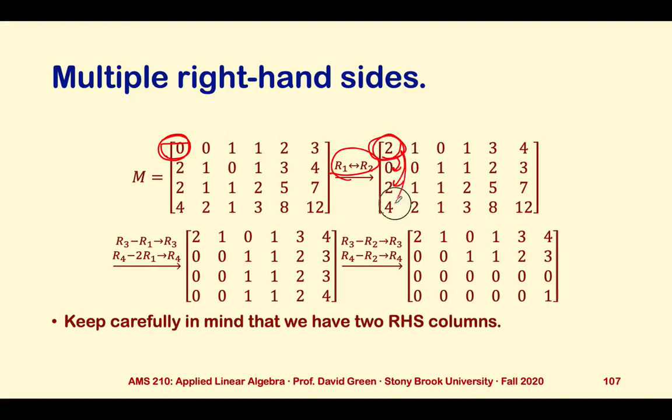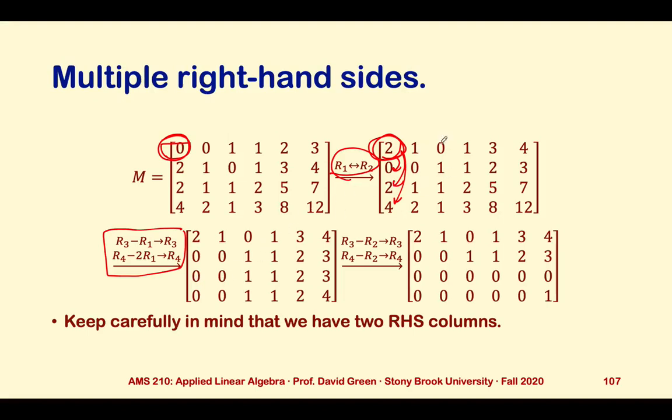We can use this to eliminate below. We already have a 0 in the second row, so we don't have to do anything. To eliminate this 2 in row 3, we subtract row 1. To eliminate this 4 in row 4, we subtract double row 1. The operations are subtracting row 1 from row 3 and double row 1 from row 4 and putting them into the corresponding positions.